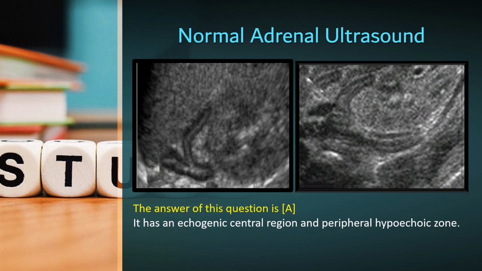These are images of normal neonatal adrenal ultrasound. We can notice here the central region is echogenic while the peripheral region is hypoechoic. The trick of that question is to remember which is echogenic and which is hypoechoic.